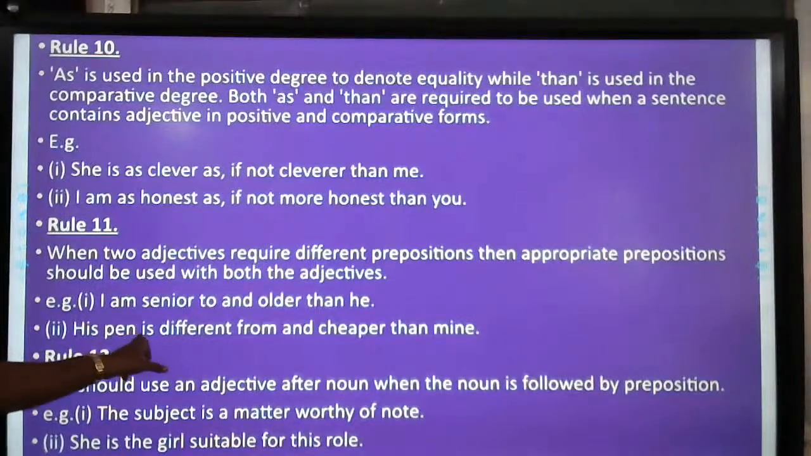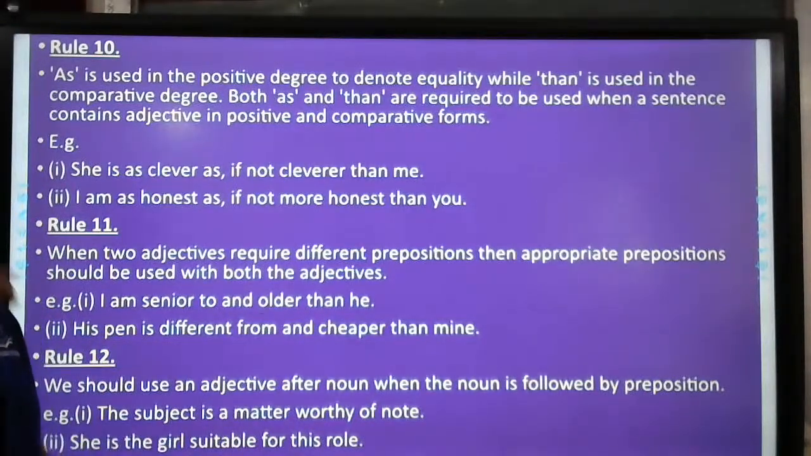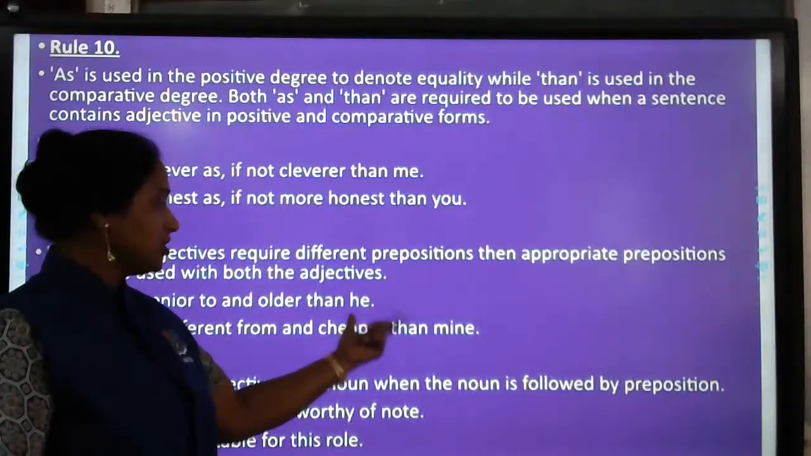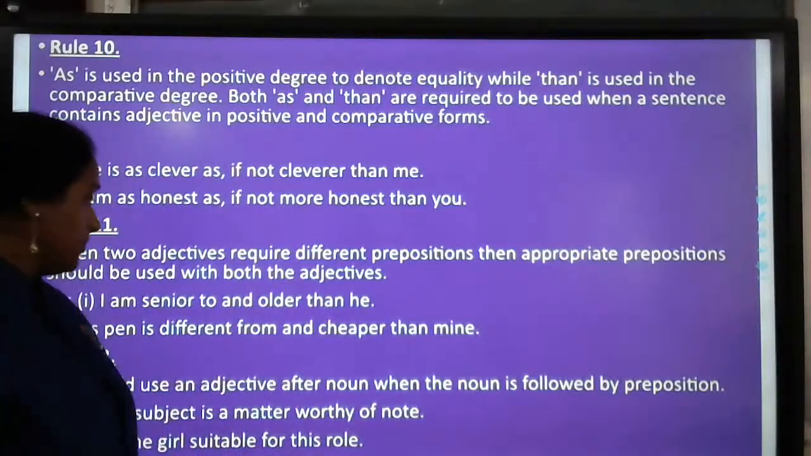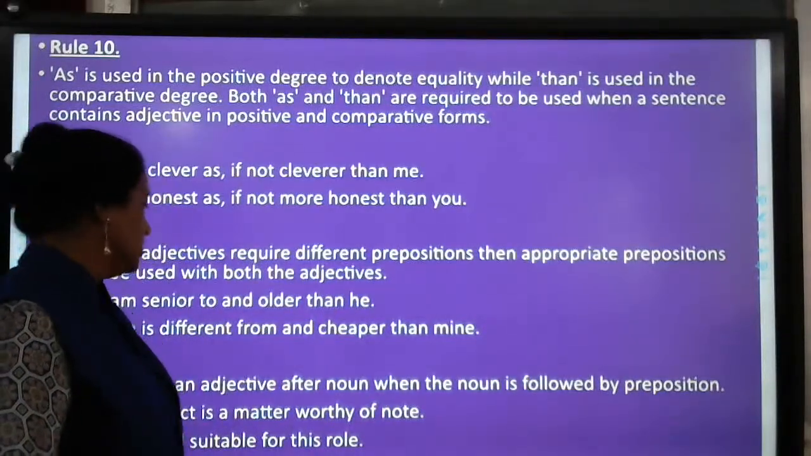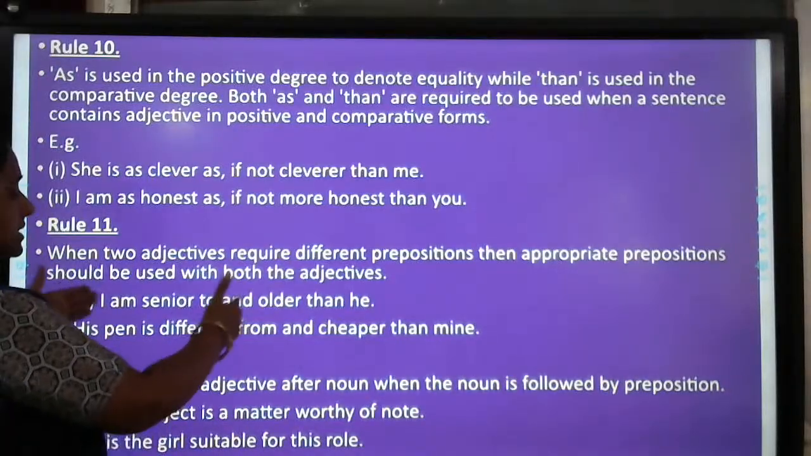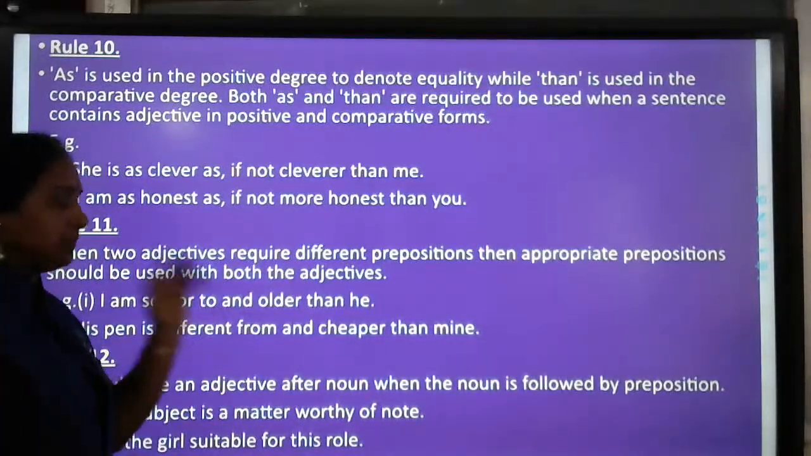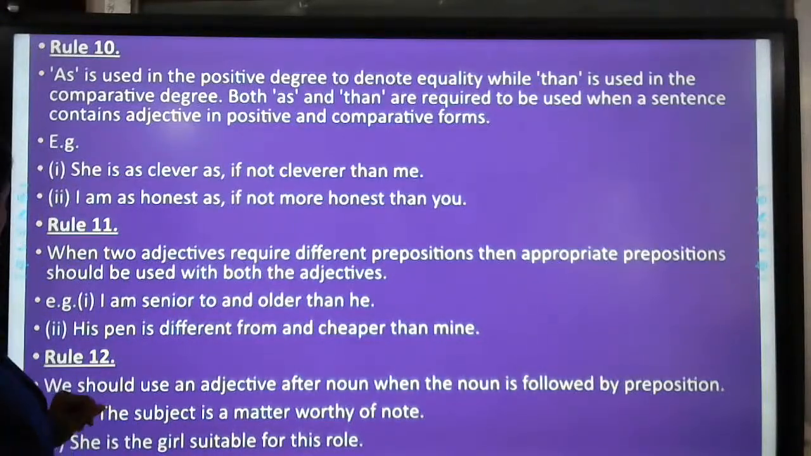Next, his pen is different from and cheaper than mine. It means his pen is different from mine, and another sentence, his pen is cheaper than mine. So for the same pen, these two things are compared. So different and cheaper. That's why the conjunction and is used here. This pen is different from and cheaper than mine. Mine means my pen.